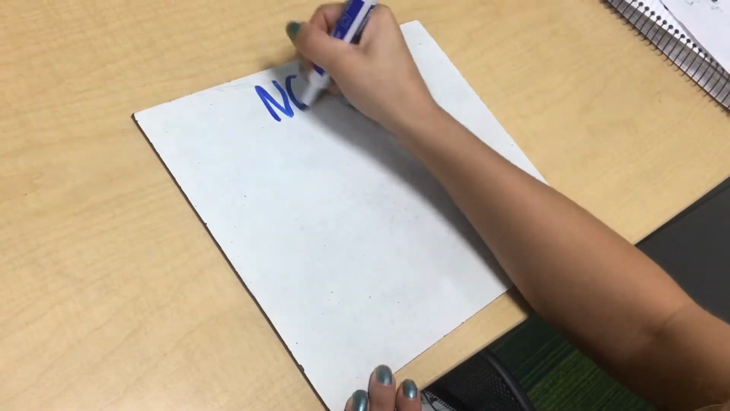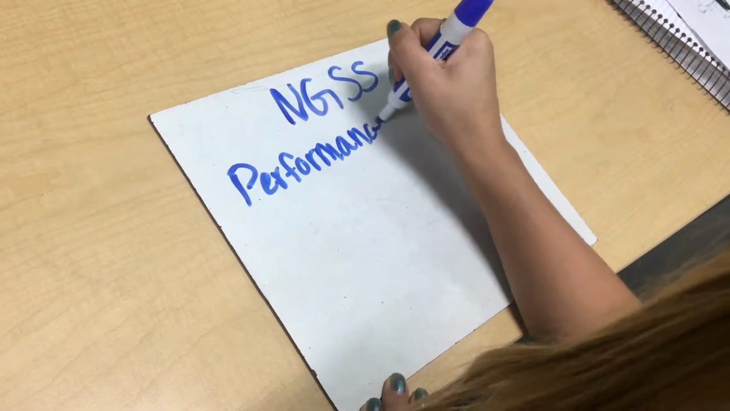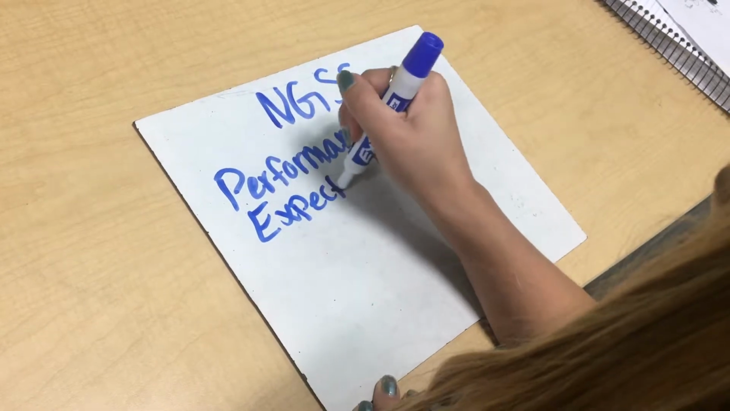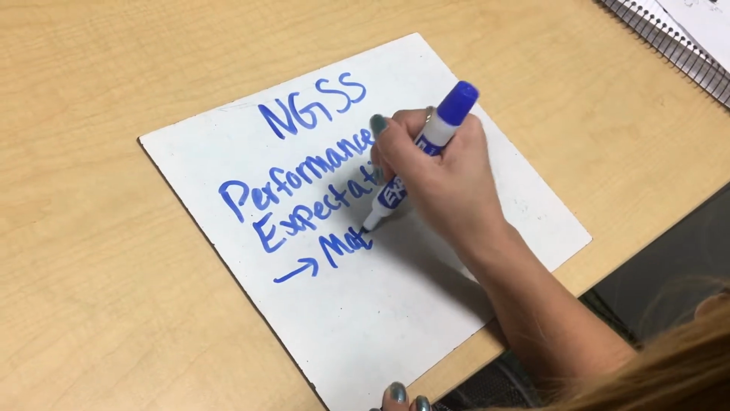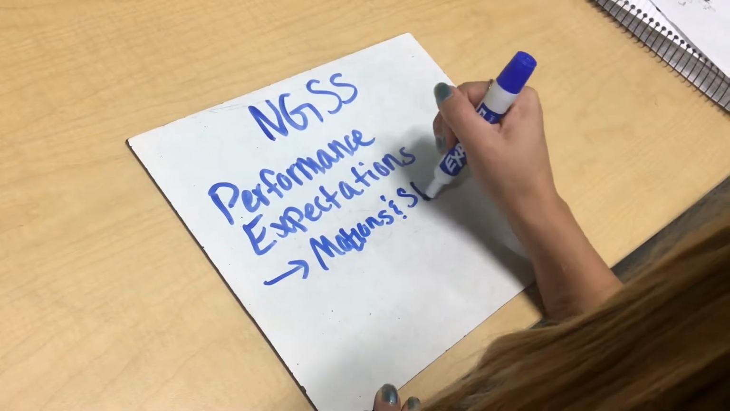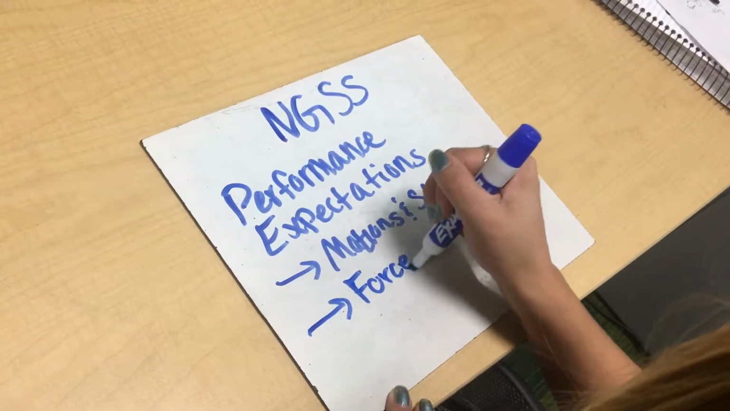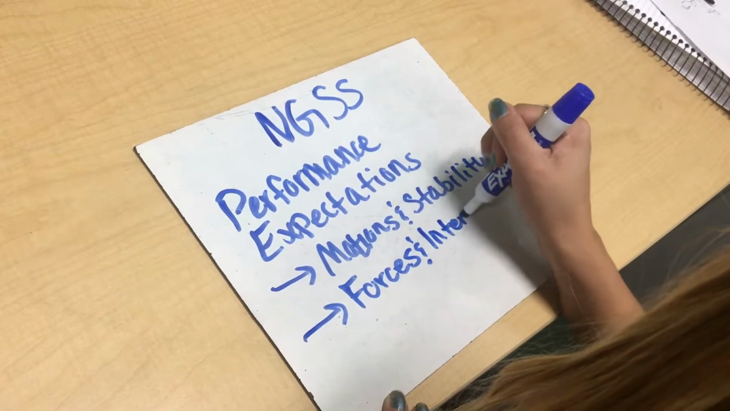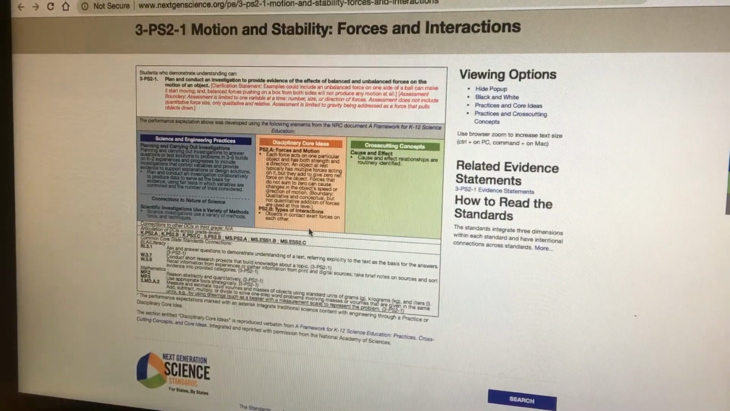an object. The performance expectation from the Next Generation Science Standards we will be addressing is from the Motion and Stability: Forces and Interactions standard. The performance expectation calls for planning and conducting an investigation to provide evidence on the effects of unbalanced and balanced forces on an object. One disciplinary core idea, or DCI, for this standard is forces in motion.